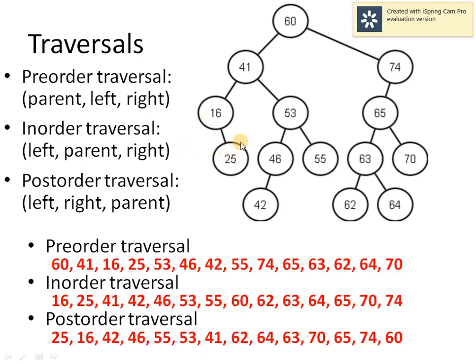So we have to first visit the right subtree now before visiting the parent. So the first node which we will visit is 25. So we have visited 25. Then I can visit the parent, that is 16.